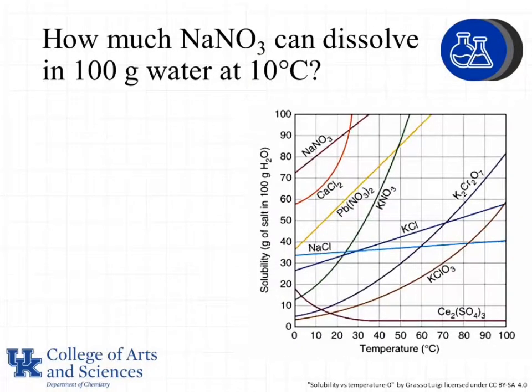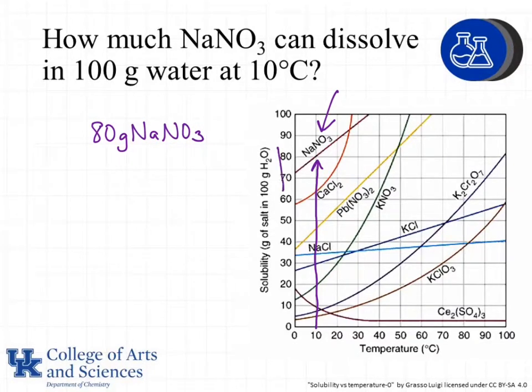Let's look at an example. How much NaNO3 can dissolve in 100 grams of water at 10 degrees Celsius? First, we're going to find NaNO3 on the graph, and we see that we have this dark red line representing it. Next, we look at the temperature of 10 degrees, and when we go up to that line, we see that we have 80 grams of NaNO3 that will dissolve in 100 grams of water at 10 degrees Celsius.